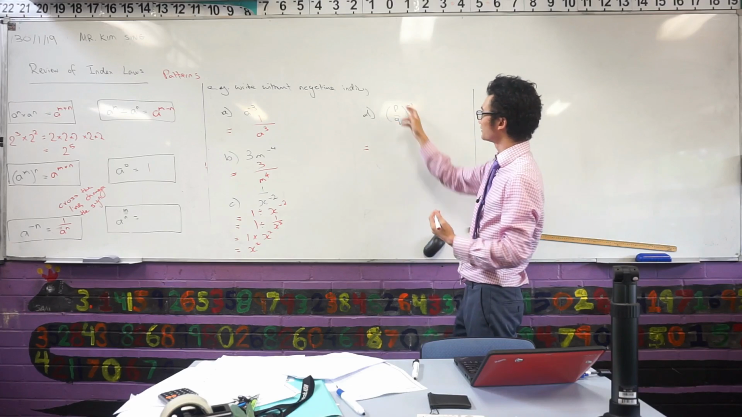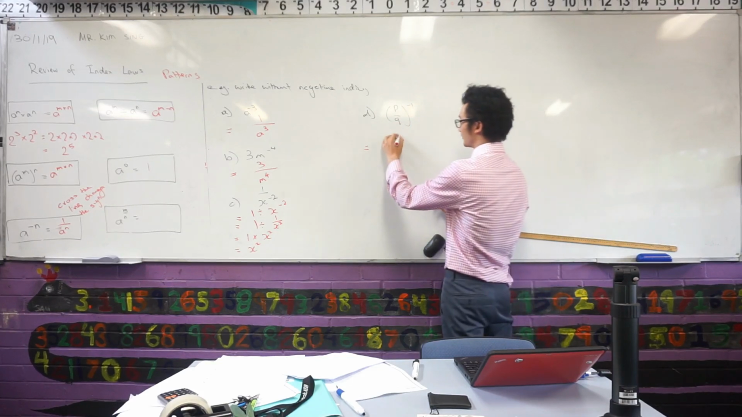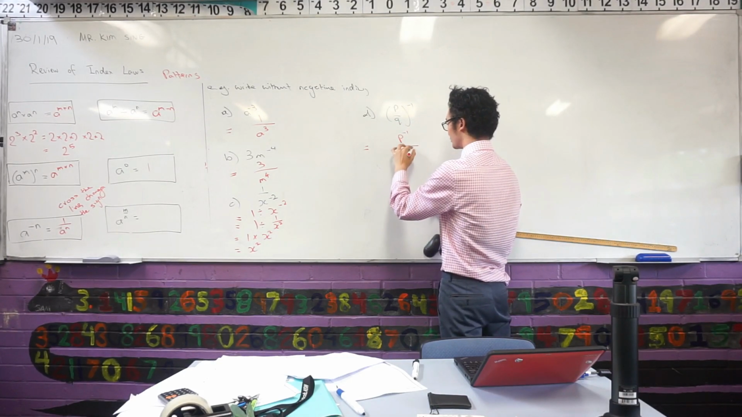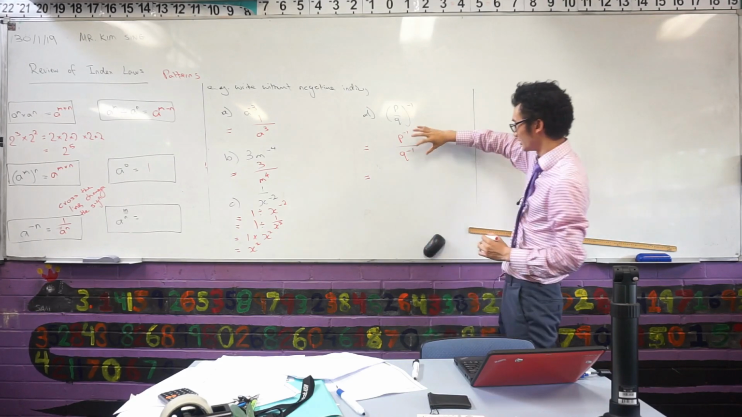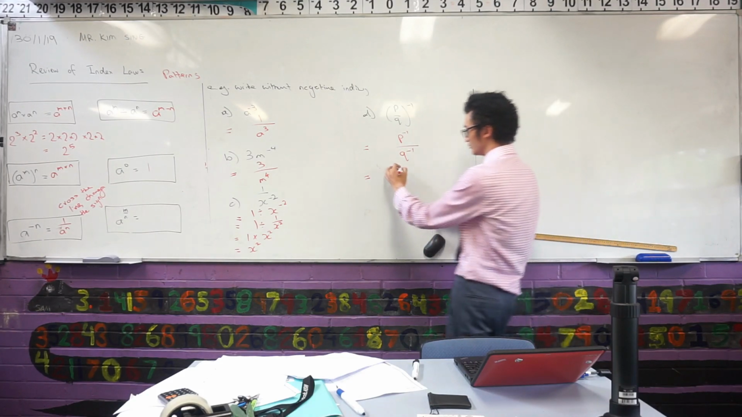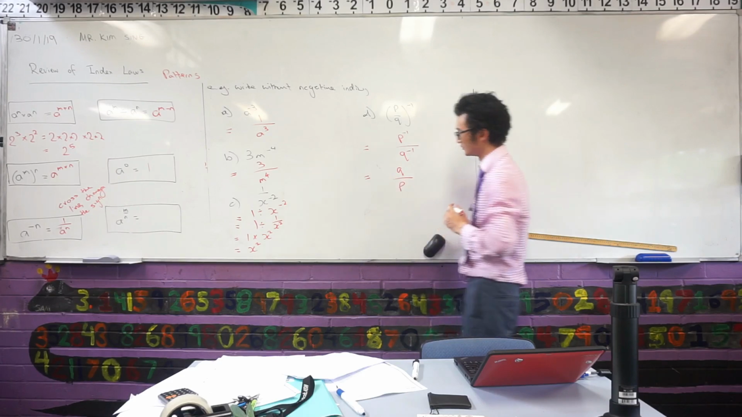I've got these whole brackets, so it means it's applied to all of it. So I've got p to the power minus 1 over q to the minus 1. And then essentially what I'm going to do is just swap them. So that q is going to go to the numerator, and p goes to the denominator there.